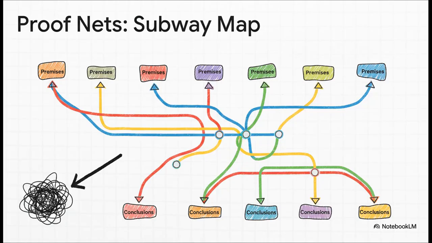Okay, so visualizing this flow of resources can get super messy with traditional proofs. So logicians developed this absolutely incredible tool called proof nets. The best way to think of it is like a subway map. It strips away all the confusing syntax and just shows you the direct connections, the most efficient path from your starting resources to your final conclusion. It's a purely graphical way to see the journey that a proof takes.